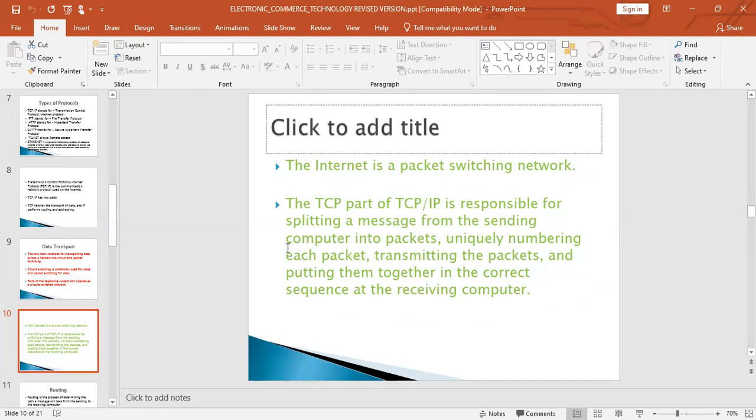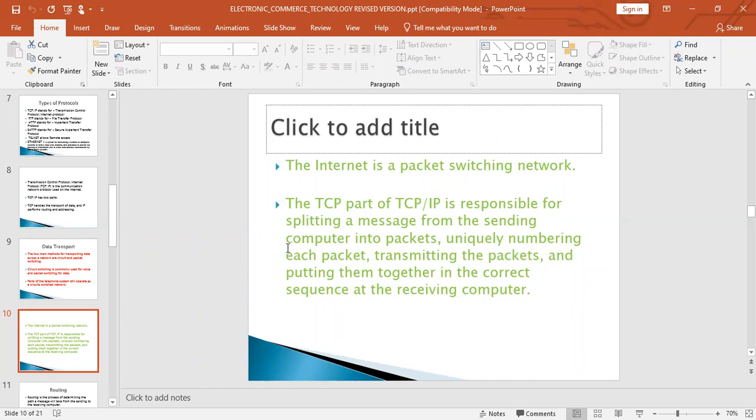The packets send the message in a sequence, such that it will get to the recipient's computer as intended. In your spare time, if you go to YouTube, you can search for videos on packet switching. The internet is a packet switching network. They use some form of cartoons to illustrate how packet switching works.